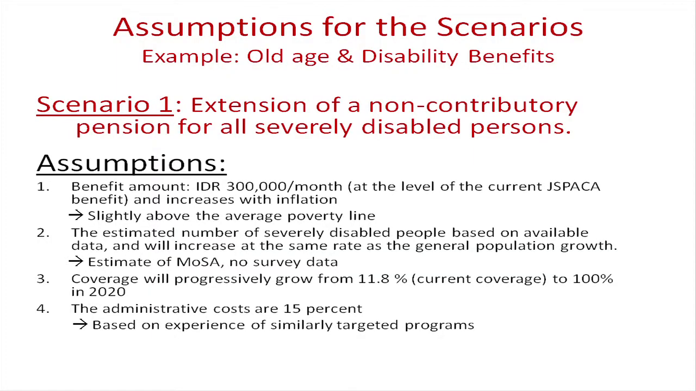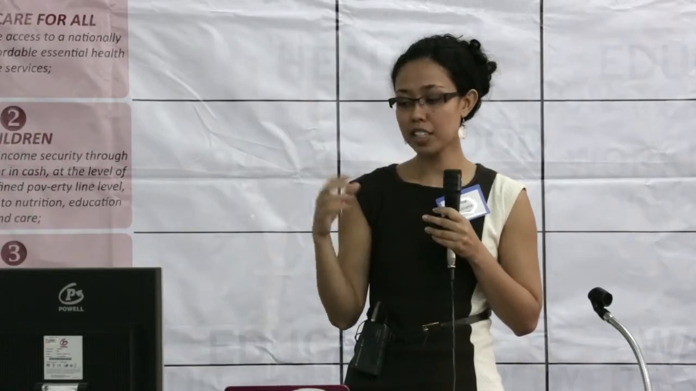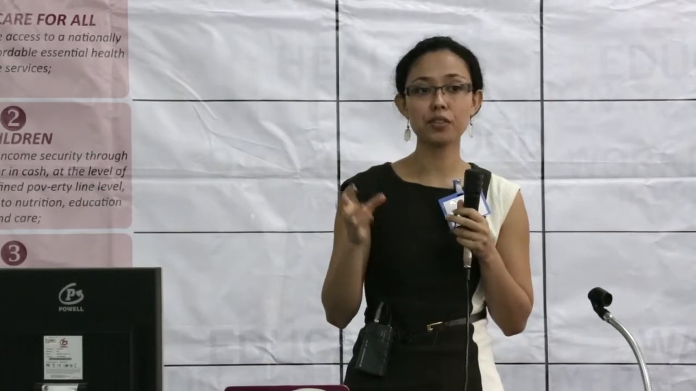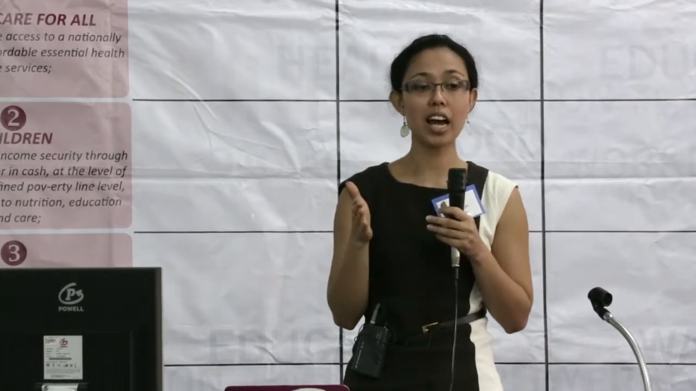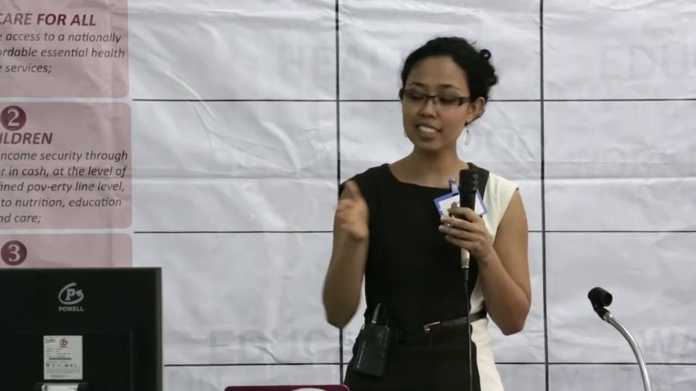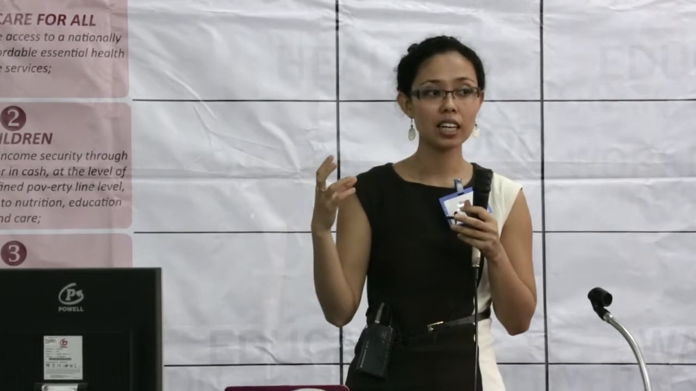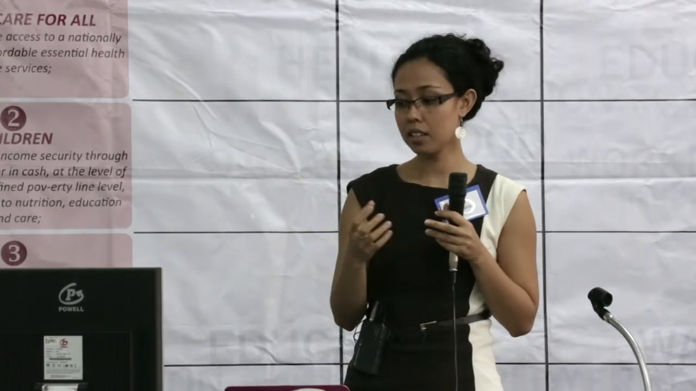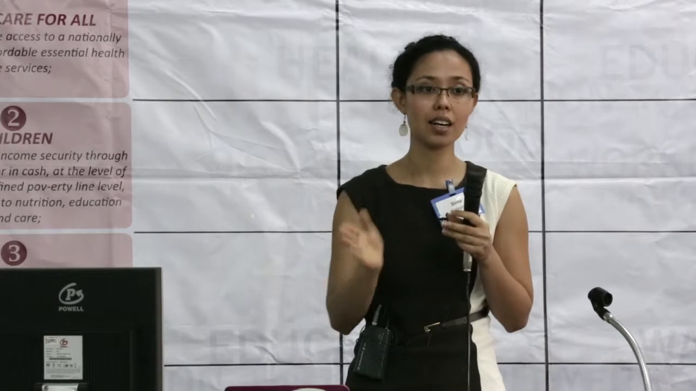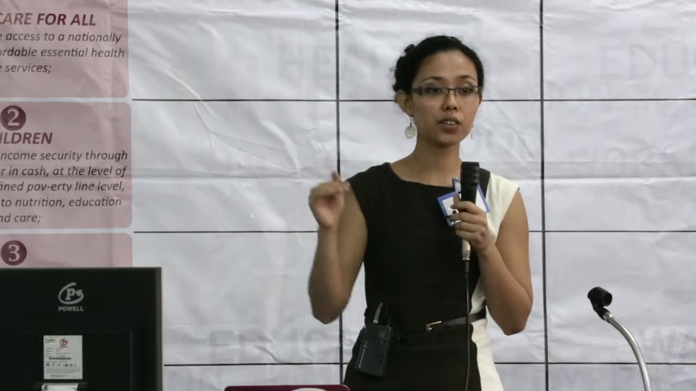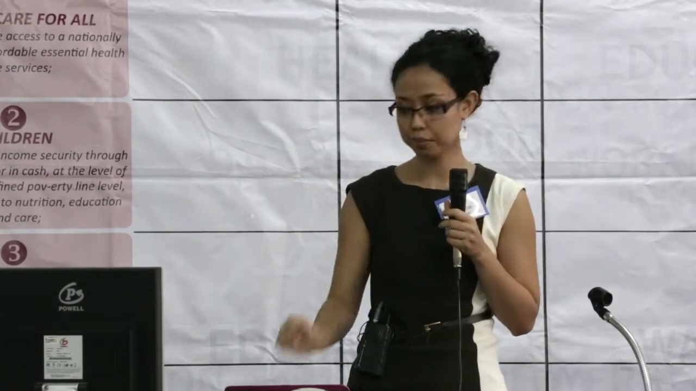The last assumption is the administrative cost, which is also naturally part of the cost. And we use experiences based on similar targeted programs, which is quite high. Of course, targeted programs have higher administrative costs, and this kind of target group is especially quite specific. So the administrative cost is quite high, 15%, based on similar programs that have been run. So these are the assumptions that we make in order for us to start doing the costing.